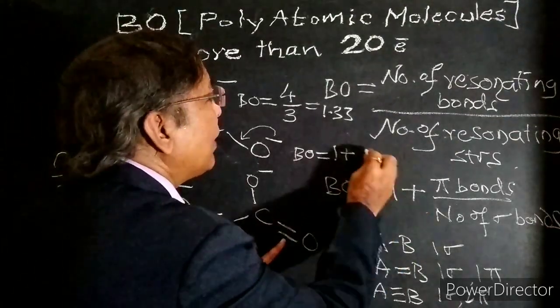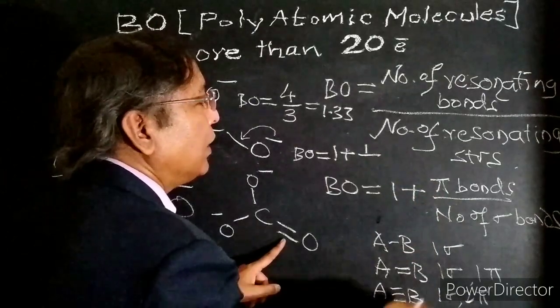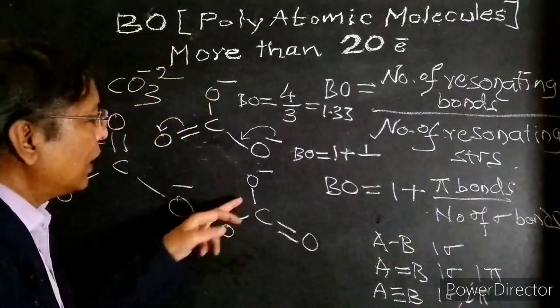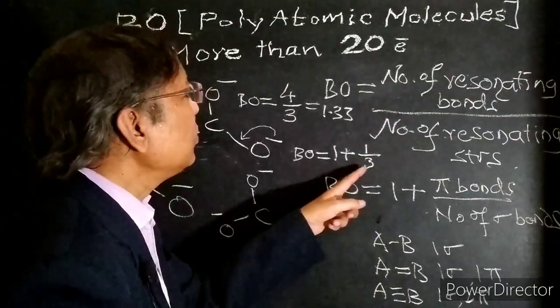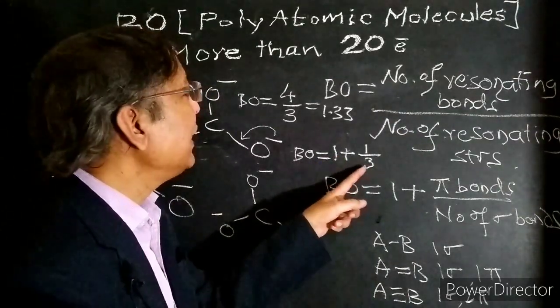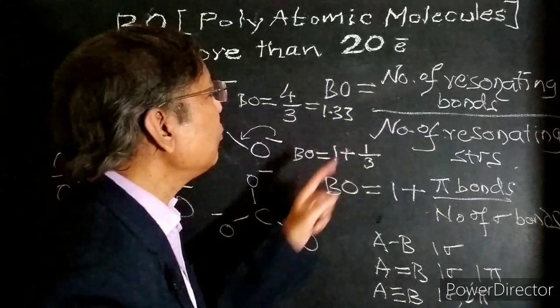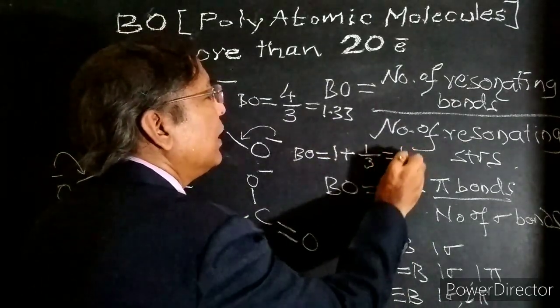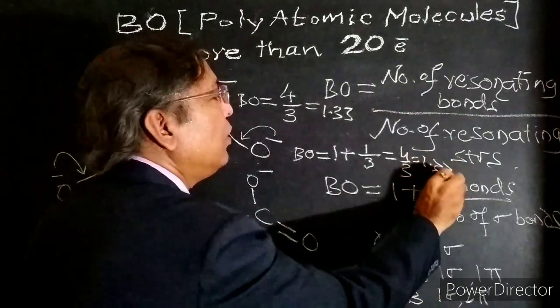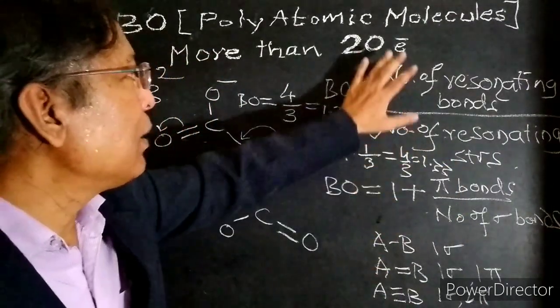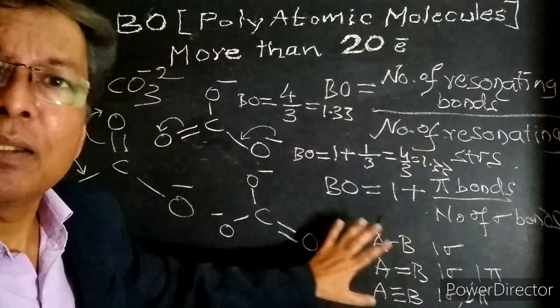Therefore, number of pi bonds 1 divided by total number of sigma bonds 1, 2, 3. Total number of sigma bonds is 3. Therefore, you have to solve this by taking LCM. 3 1s are 3, 3 plus 1, 4 upon 3. 4 upon 3, that means 1.33. You will get the same answer either by using this formula or by using this formula.